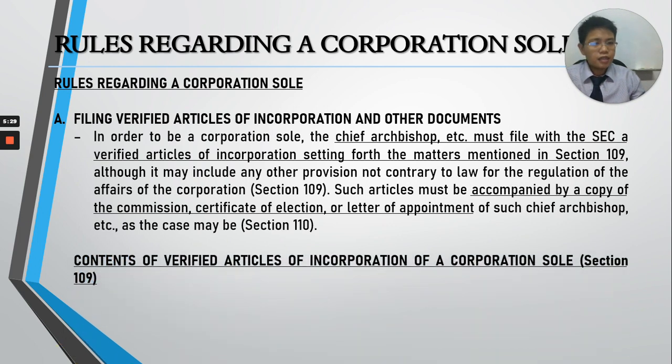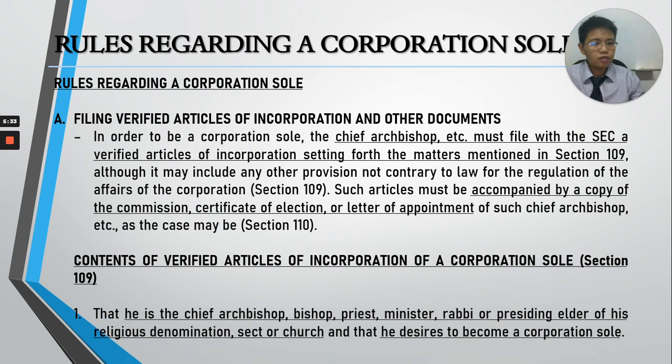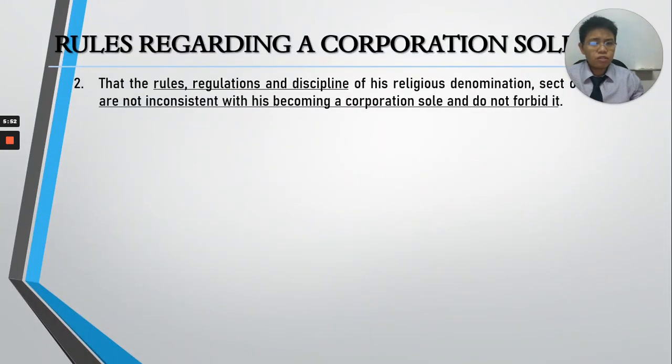What else? Yun nga yung sinabi ko kanina, contents of the verified articles of incorporation. Number 1, yung person applying to become a corporation sole is the chief archbishop, bishop, priest, minister, rabbi, or presiding elder of his religious denomination, sect, or church, and that he wants to become a corporation sole. What else? The rules, regulation, and discipline of his religious denomination, sect, are not inconsistent with his becoming a corporation sole, nor does it forbid it. So, kailangan niyang ilagay doon sa articles of incorporation niya na yung rules ng kanyang religious denomination does not prohibit yung pagiging isang corporation sole. So, yun ang kailangan yung tandaan.